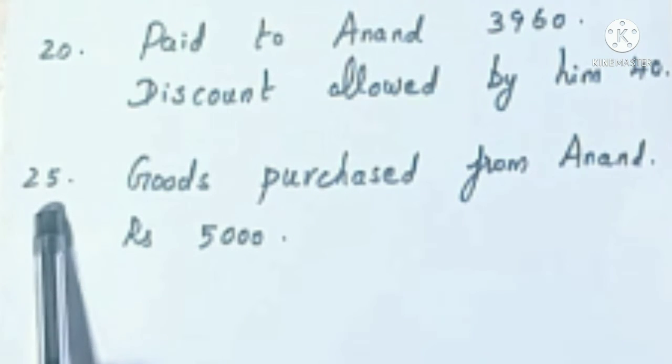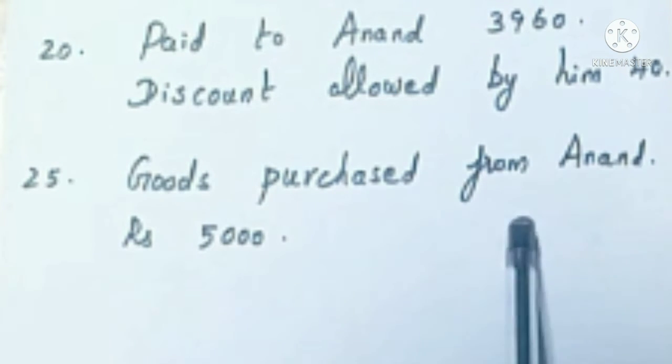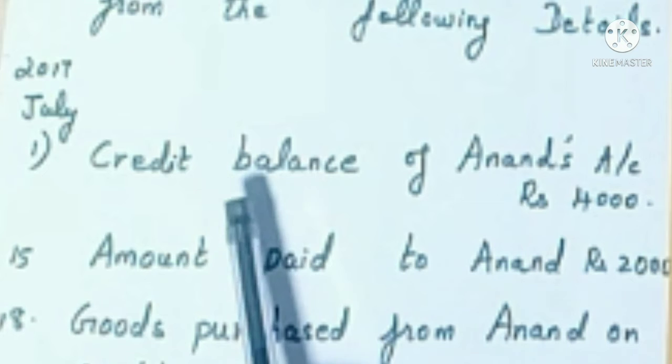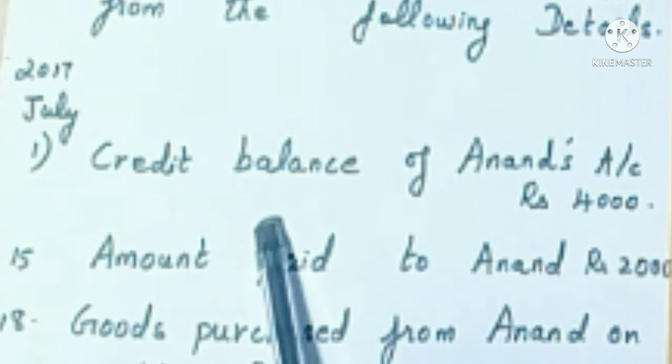Next transaction is happening on 25th July 2017. Goods purchased from Anand rupees 5,000. In this problem, we have to prepare Anand's ledger account.